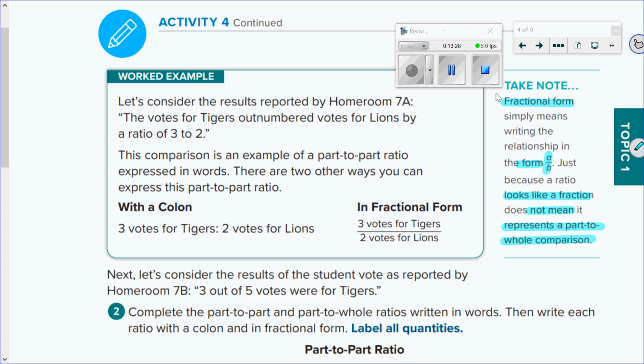Could the whole number in a fraction be the whole? Could be. But you could also do a whole to part ratio where the larger number is on top. So there are 2 other ways that you can express a part to part ratio. You can do it with a colon. Notice you'll see a number and a label, then the colon, and then another number and another label.